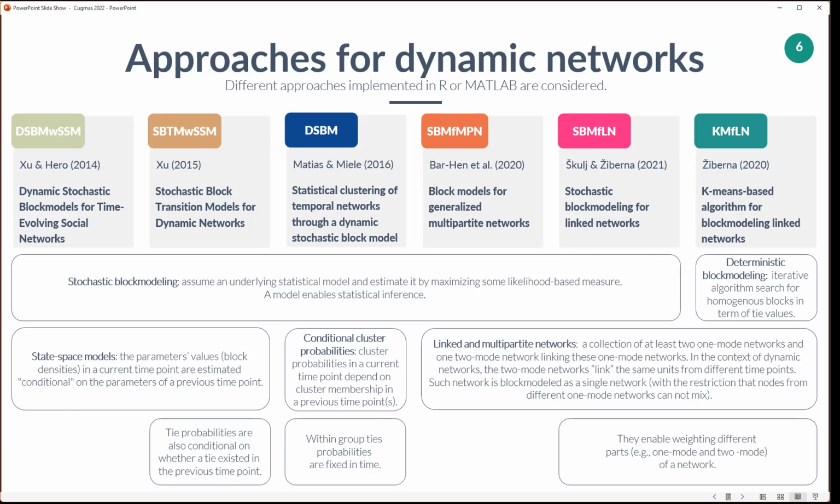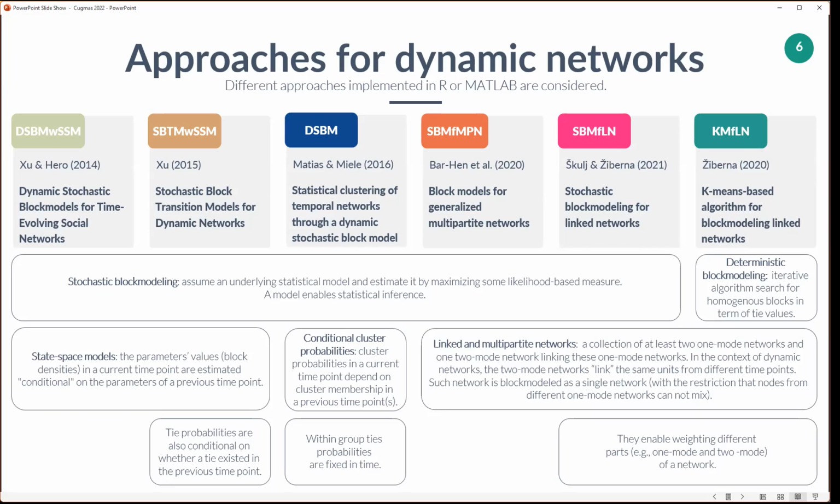On the other hand, there is a deterministic approach. We have only one representative of this approach. This is the one proposed by Žiberna, a k-means based algorithm for block modeling linked networks. Here we use an iterative algorithm which searches for homogeneous blocks in terms of tie values.